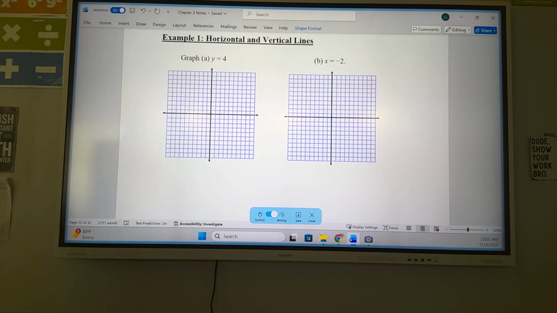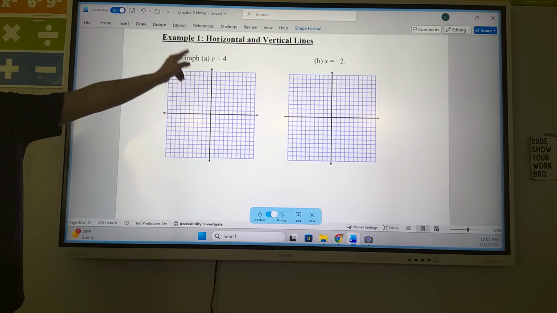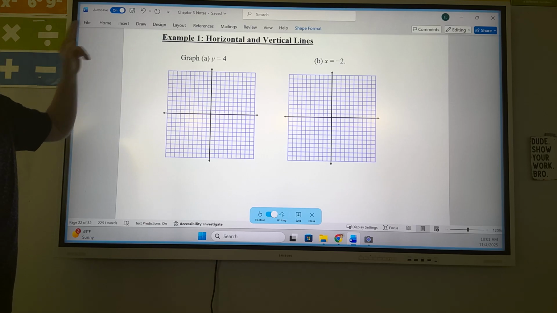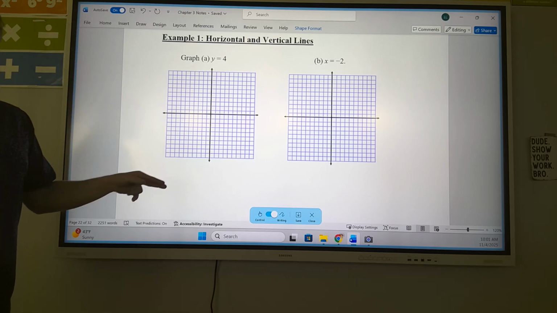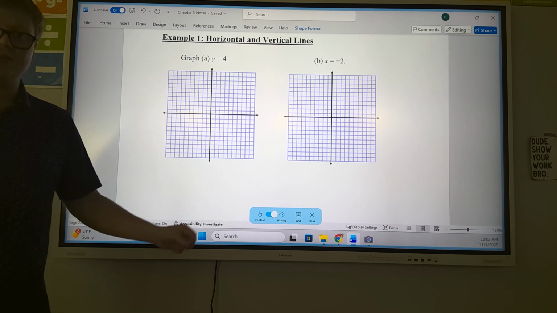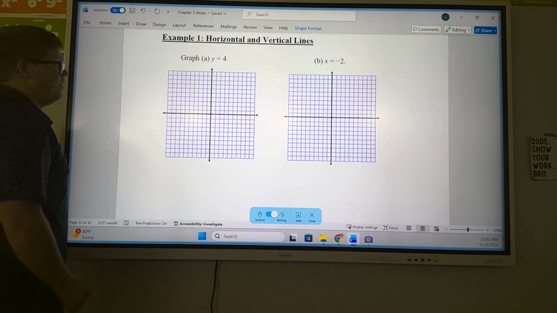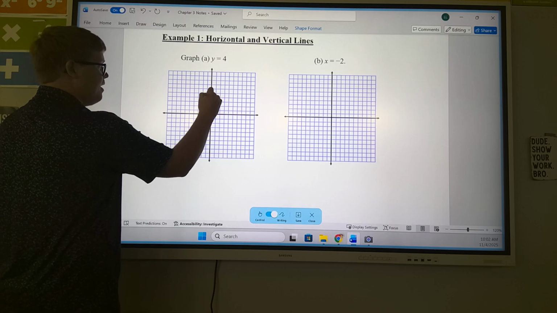last chapter. So when we say we need to graph y equals 4, that tells us that our y-intercept is 4. The y-intercept is always where it crosses the y-axis. So we go up to 4. 1, 2, 3, 4. We make a dot.